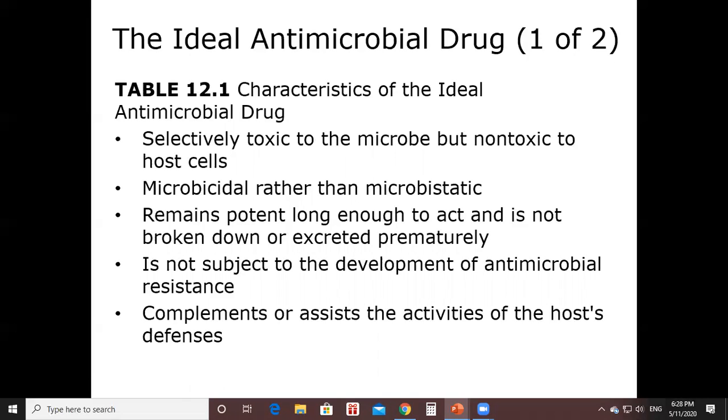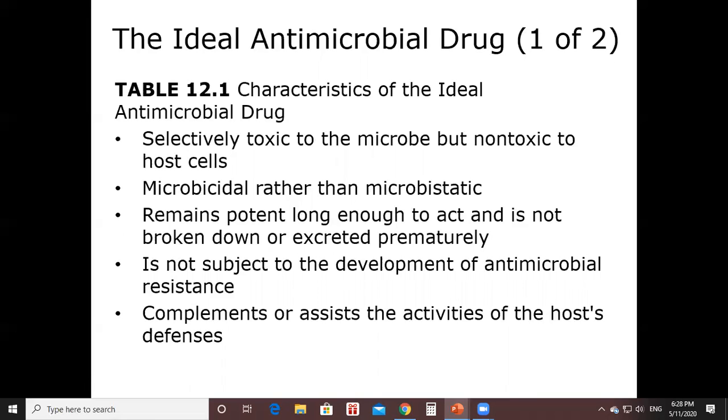Selectively toxic to the microbe, but not toxic to the host cell. Microbicidal rather than microbistatic. Microbicidal is it kills the microbe, and microbistatic means that it slows it down. We want it to kill rather than slow it down. If you just slow it down, that means that after the course of the antibiotic, it will come back, or it may come back.